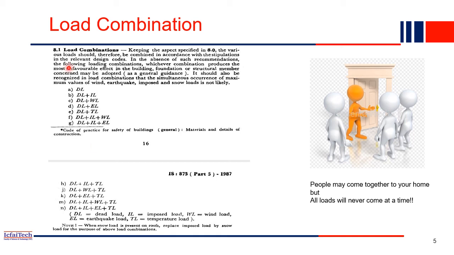So now the code has specified many combinations. Total 13, 14 combinations are available. So we have to compute all the combinations, and the worst combination we'll consider for our design of the structure. For example, consider a structure in the Andhra Pradesh region, which is a coastal area. Wind load may be very high, but that structure may not be subjected to earthquake loads, because earthquakes may not happen there very frequently. So if you construct a structure in the Andhra Pradesh region, the earthquake load will be less, whereas wind load will be more.